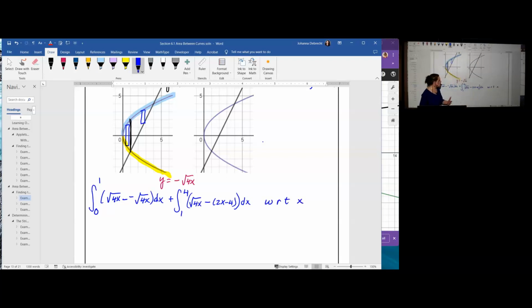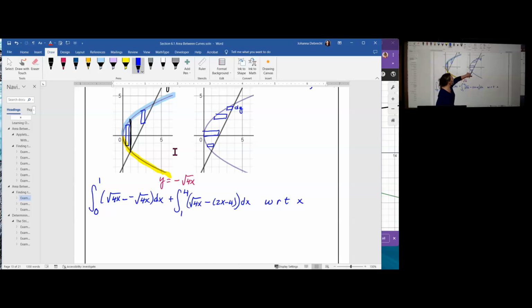I have two regions, and to be frank, it's going to be a bit of a pain because I'm going to have to use substitution on the square root part. Let's now look at doing this with respect to y instead. If we look at this with respect to y, then I'm going to draw my strips from top to bottom or bottom to top in a horizontal direction, so that the narrow end is the differential dy.